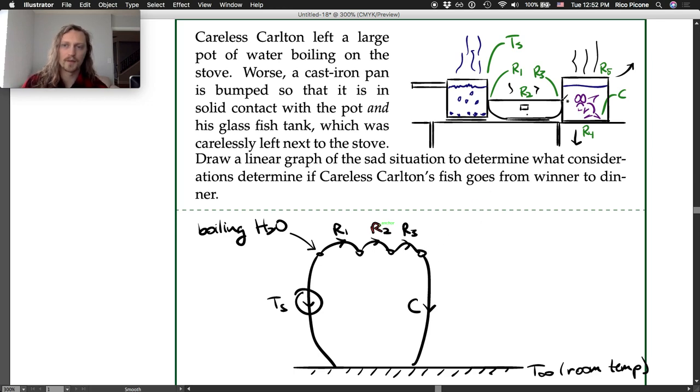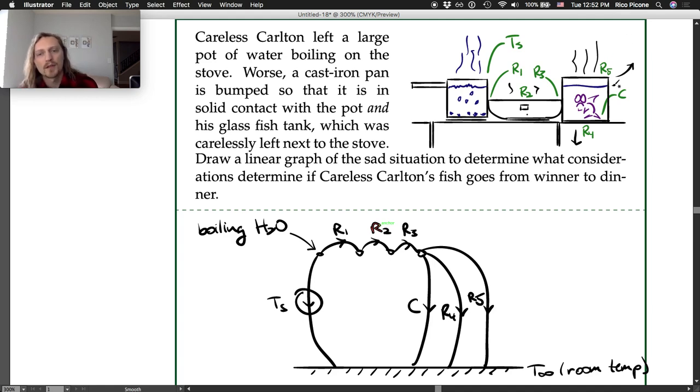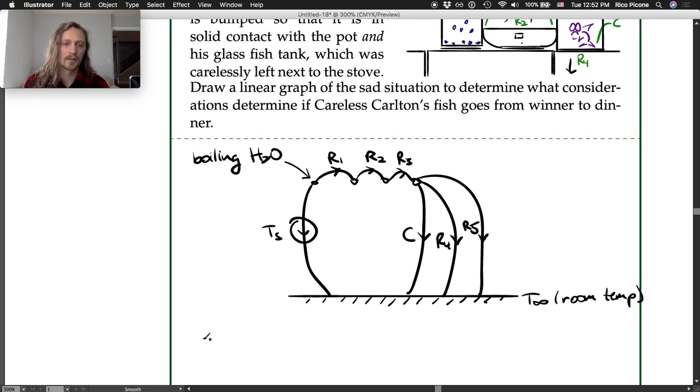So heat can't just enter through this contact. It can also exit through R4, which is the conduction, and R5, which is convection. So what this comes down to is a balance between those two aspects. So heat coming in and heat flowing out. As long as we're pro Careless Carlton's fish here, not getting boiled for dinner.